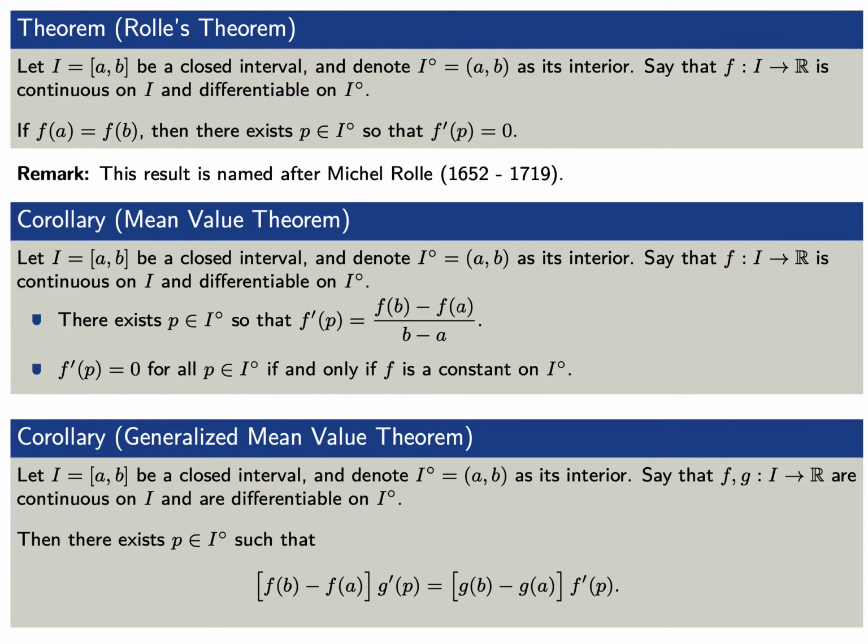We have a slight generalization of this, which we call the generalized mean value theorem. As before, let I be the closed interval from a to b, I circle be its interior as the open interval from a to b, but now say that f and g are two functions which are continuous on the closed interval, yet differentiable on the open interval. Then there exists a point p in the open interval such that f of b minus f of a times g prime of p equals g of b minus g of a times f prime of p.